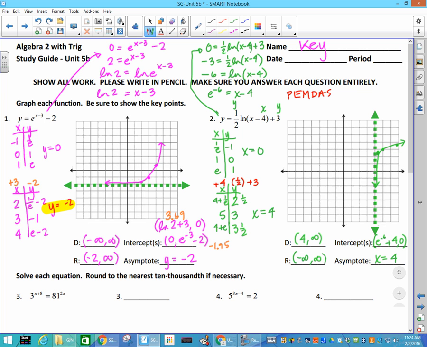Now, put that in your calculator, and you're going to find out that that is about 4.002, which is really close to 4. And so that's where we are.